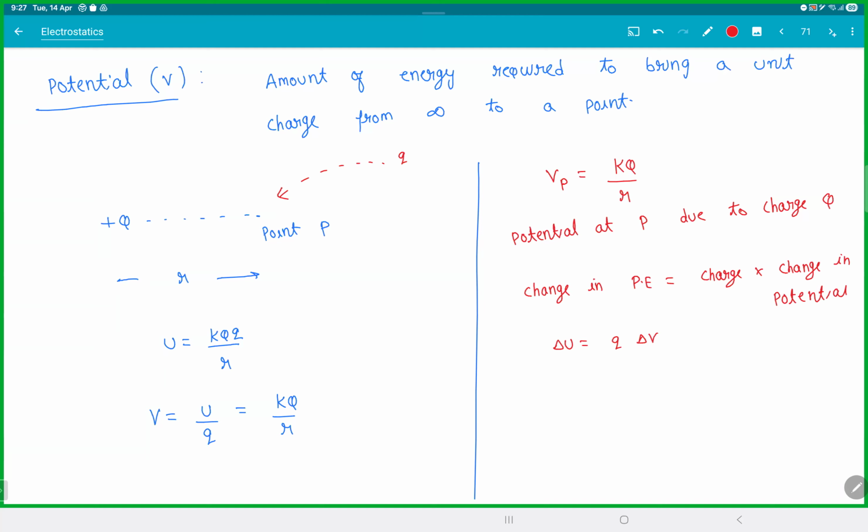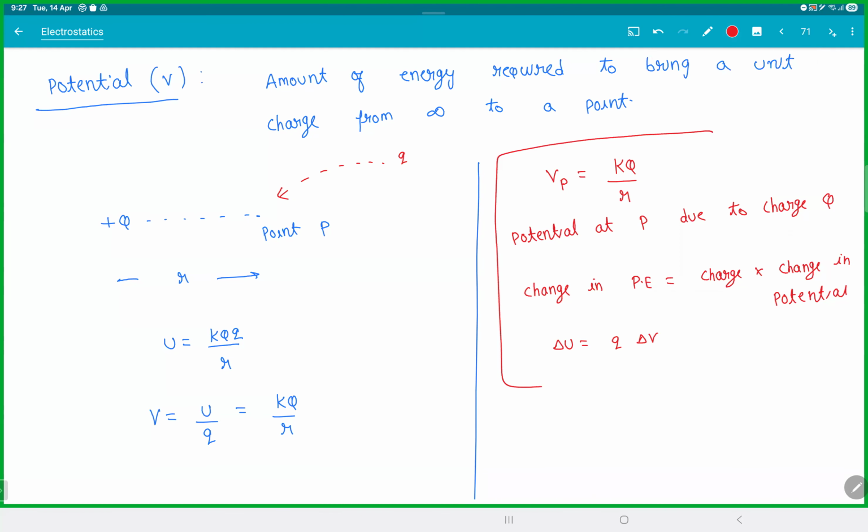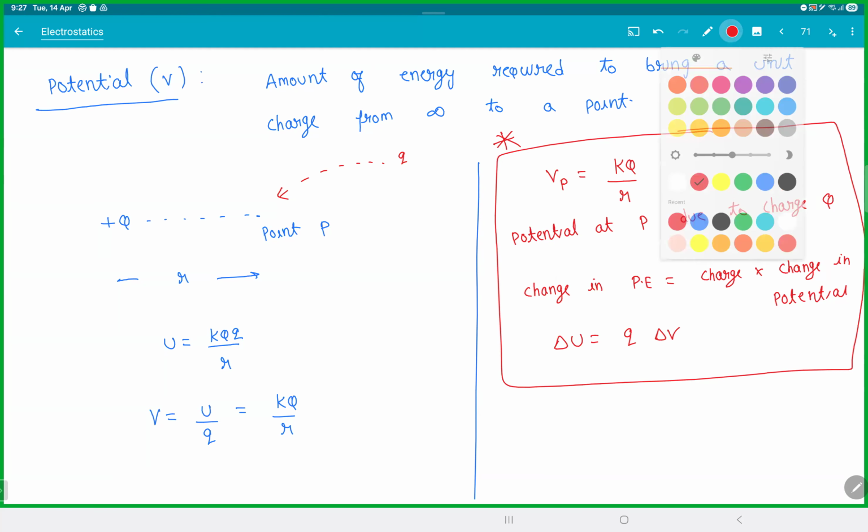I'm sure you studied this in school, right? The work done by a battery or a force is charge into potential difference. So this is the thing which you should know. So when you want to find the potential energy, you can simply do Q into delta V.